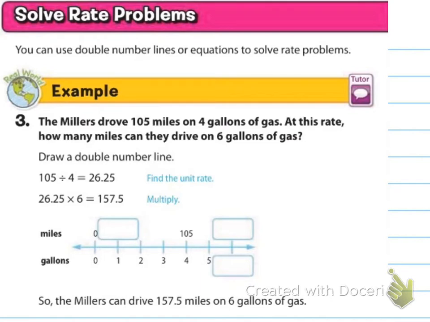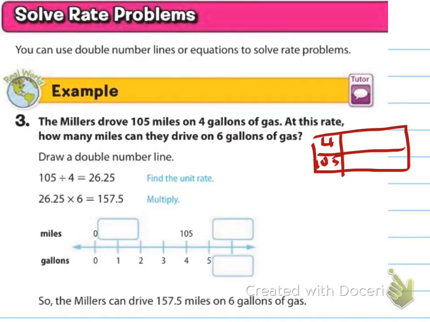So it says the Millers drove 105 miles on 4 gallons of gas. At this rate, how many miles can they drive on 6 gallons of gas? So if we were to make a table like we did in the last 2 sections, we would be saying, okay, it's 4 gallons for 105 miles, and we want to figure out how it is at 6. Well, I can't go from 4 to 6 easily, so I need to figure out a middleman. That's where my mind instantly goes.